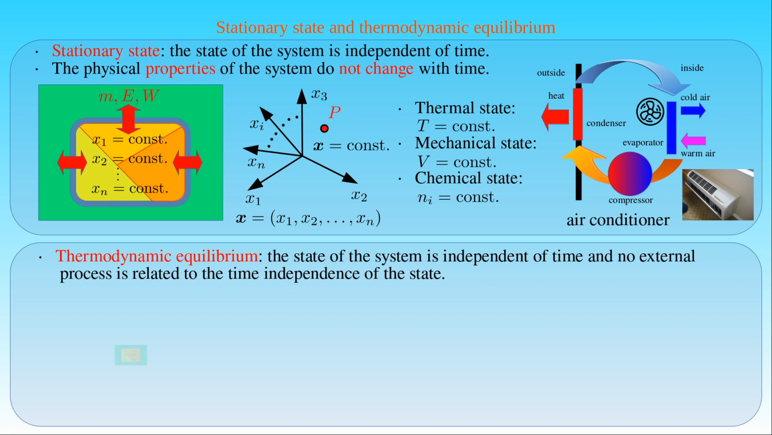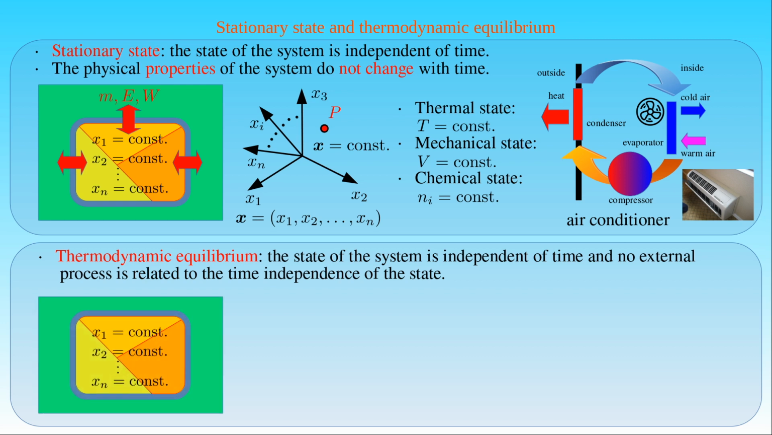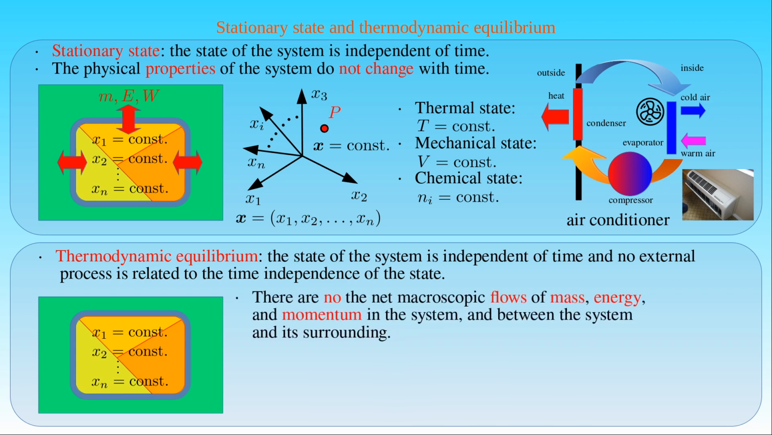In equilibrium, the generalized coordinates x1, x2, ..., xn describing the state of the system are constant in time, as in the case of the stationary state. Since macroscopic change does not occur in the thermodynamic system and no external processes maintain this state, the net macroscopic flows of mass, energy, and momentum in the system and between the system and its surroundings cease to exist.